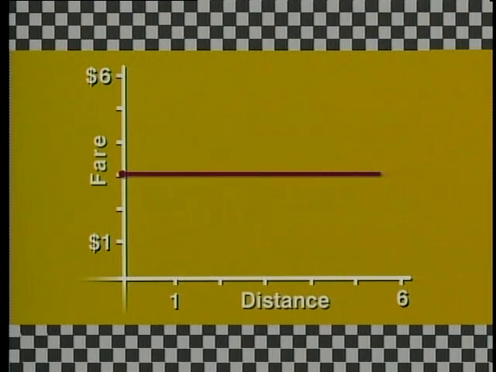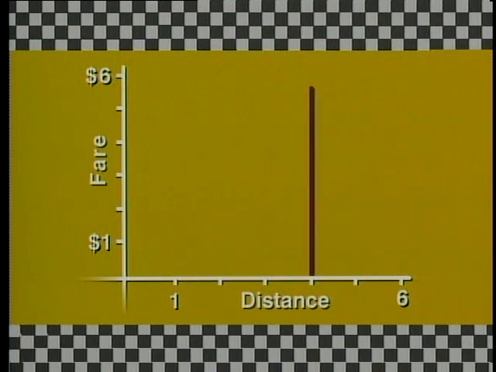What's the slope of such a line? Clearly, there's no rise, so the slope must be 0. And since the slope is 0, and 0 times any x value is 0, the equation for this line is just y equals 3. And that means that the fare y is always $3 no matter how far you go.